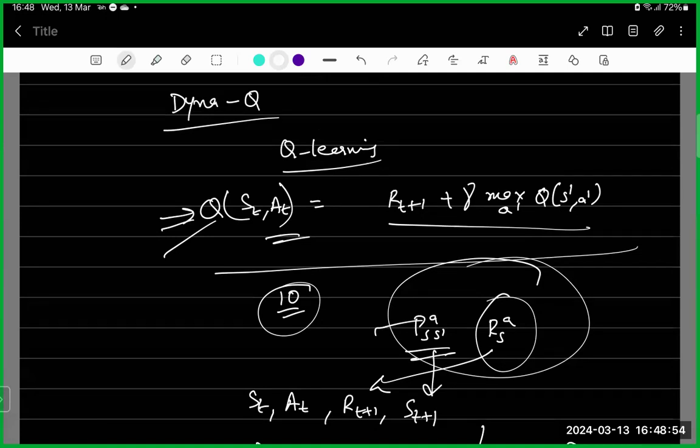Because once you have reasonable experience with the actual interaction, your estimates of these model parameters will be more or less reasonably good, right? Let's say after some 100 episodes, you might not actually converge to Q star, but you would have got some reasonably good estimates of your model parameters. So this simulated data will also help you improve your Q estimates.